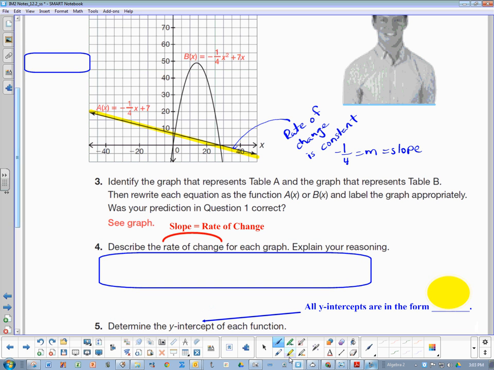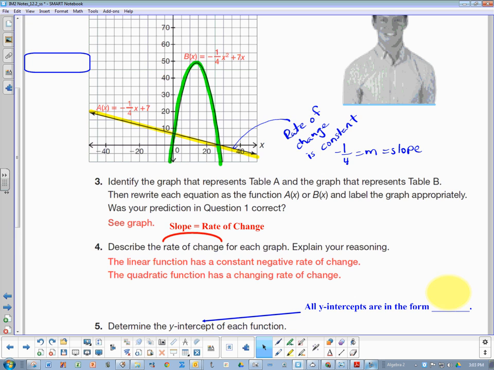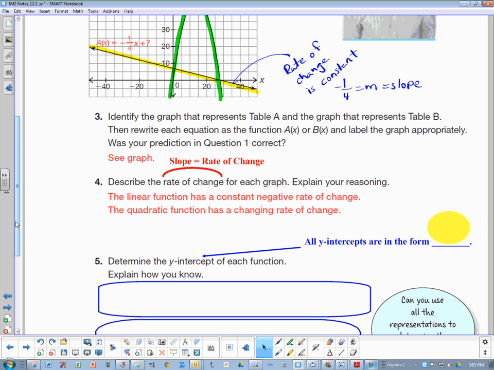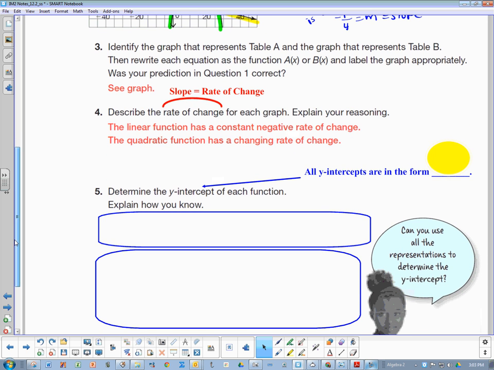Now, the rate of change for this quadratic varies throughout the entire graph. There's no one rate of change. So that is going to vary. The book indicates the linear function has a constant negative rate of change. Remember, negative 1/4. The quadratic function has a changing rate of change. Very good. Number 5, determine the y-intercept of each function.